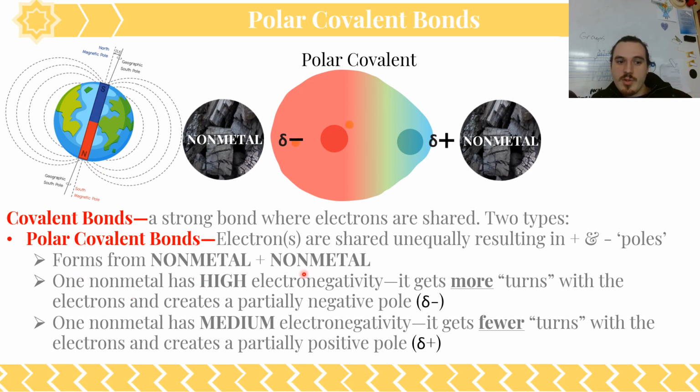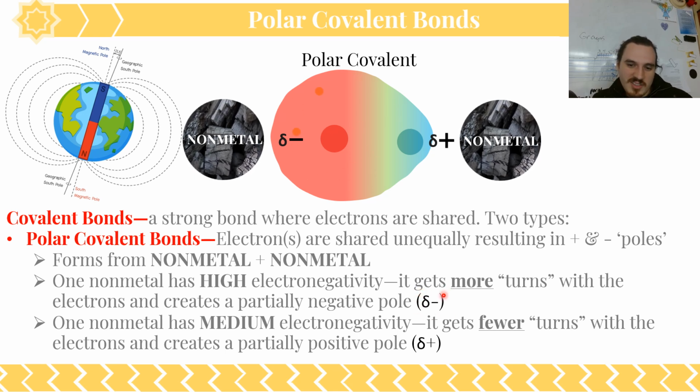So this forms from two nonmetals. In this case, one nonmetal has a really high electronegativity and it gets more turns with the electrons. Remembering that electronegativity is the ability of an atom to attract electrons, right? So one nonmetal has a really good ability of attracting electrons and one kind of sucks at it, right? So in this tug of war over the electrons, the more electronegative element becomes negatively charged because it has more turns with the electrons. We represent this partial charge with this symbol here, delta minus.